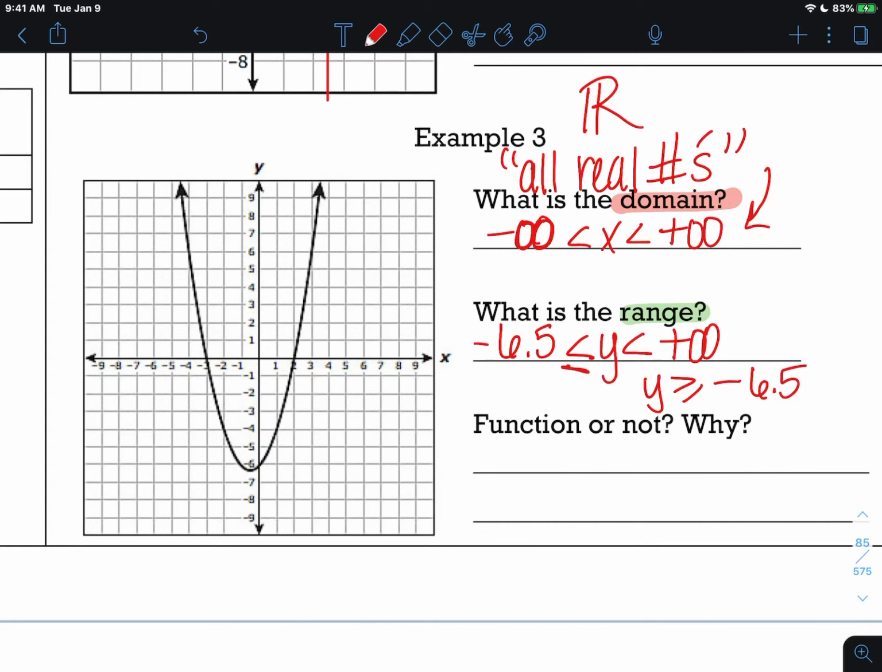So let's ask if it's a function or not. Let's go ahead and put my pencil back down. I'm going to drag it across. Let me see if it touches any times more than once. Nope, it does not. So it's definitely a function. It passes my vertical line test.